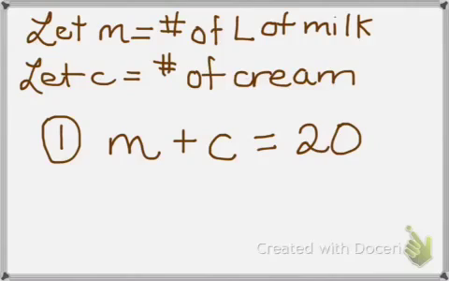So this equation is basically just letting us know how many milliliters, not milliliters, we're working with liters, got to be careful of our units that we're using, how many liters of milk plus how many liters of cream is going to give us 20 liters. Okay? So that's our first equation there. And now we have to try and create our second equation.